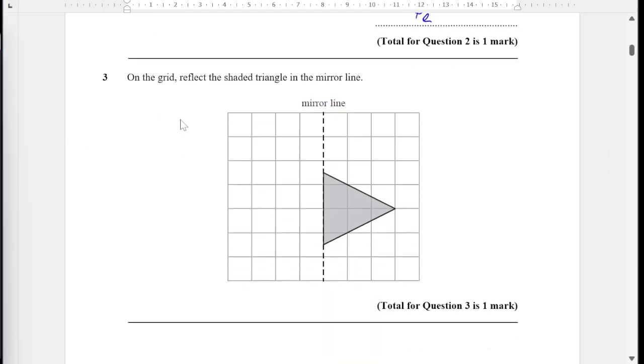Okay, question 4. On the grid, reflect the shaded triangle in the mirror line. So the mirror line is this line here. It's already marked on for us. So this point here is currently 3 squares away on the right. So it goes 3 squares on the left. And then that becomes our shape.